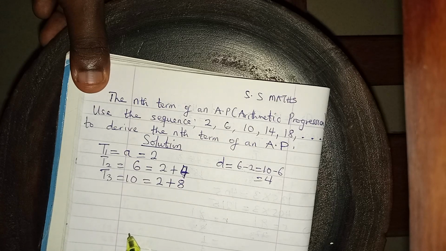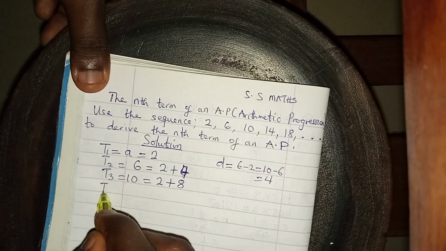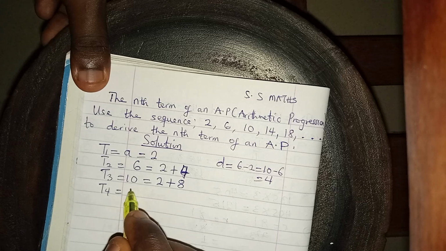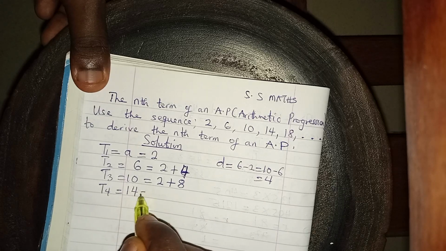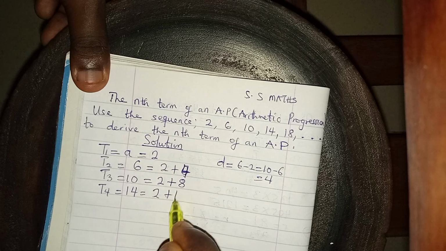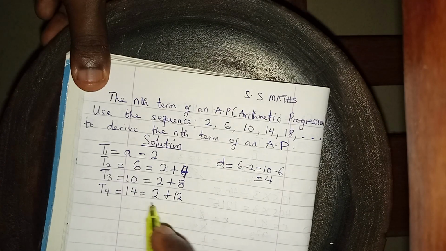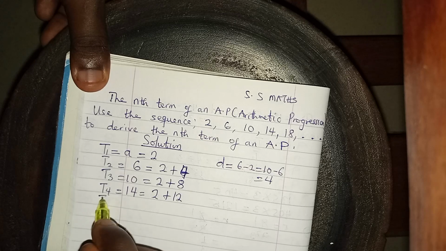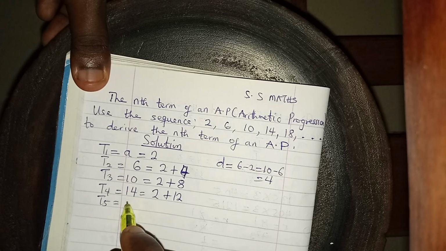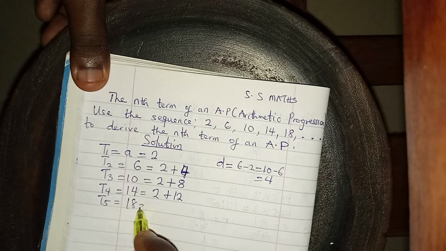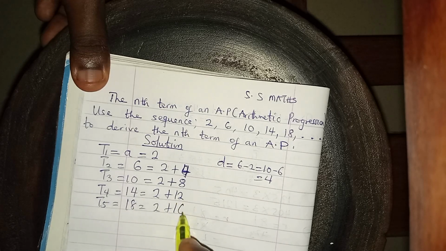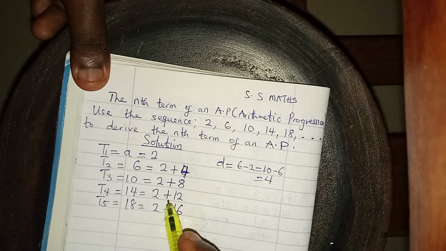Now the fourth term is 14. So I can get this as 2 plus 12. Now you have the fifth term, which is 18. So this can also be 2 plus 16. Now this is what I'm going to do.